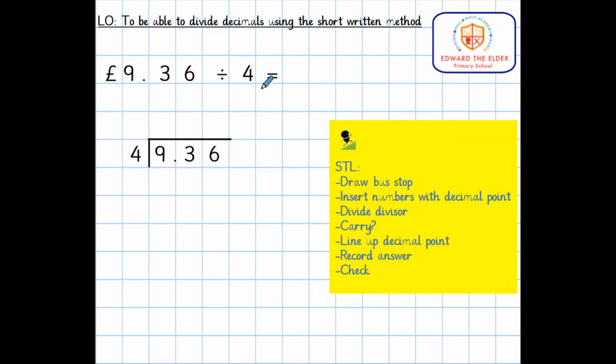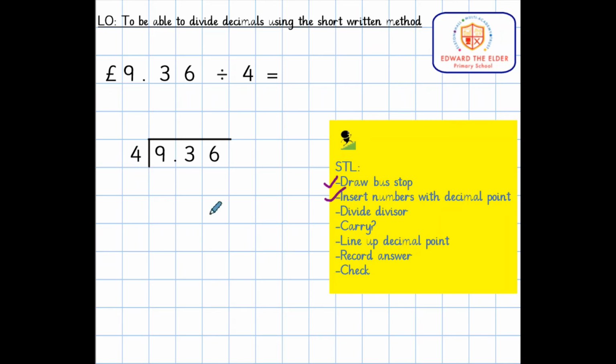£9.36 divided by 4. So our steps to learning. Draw bus stop. So here we've got our bus stop. Insert numbers with decimal point. So unlike when multiplying by decimals, you remove the decimal point. When dividing by decimals, you leave the decimal point. So we have inserted £9.36 inside of the bus stop, and our divisor, which is 4, is placed outside.